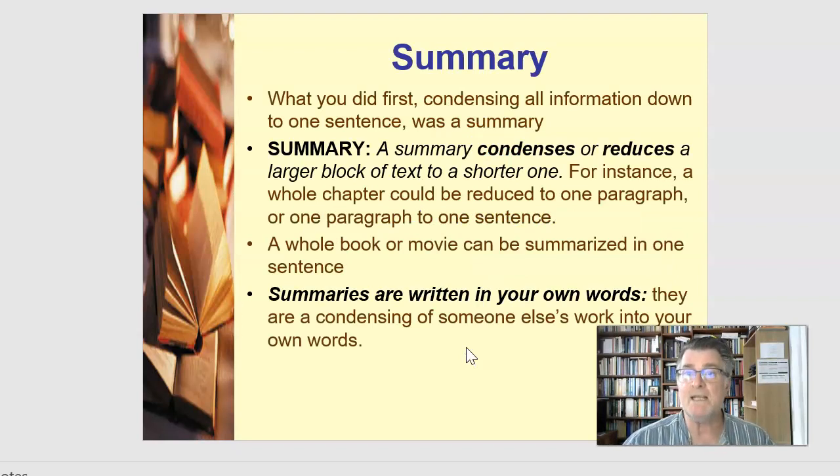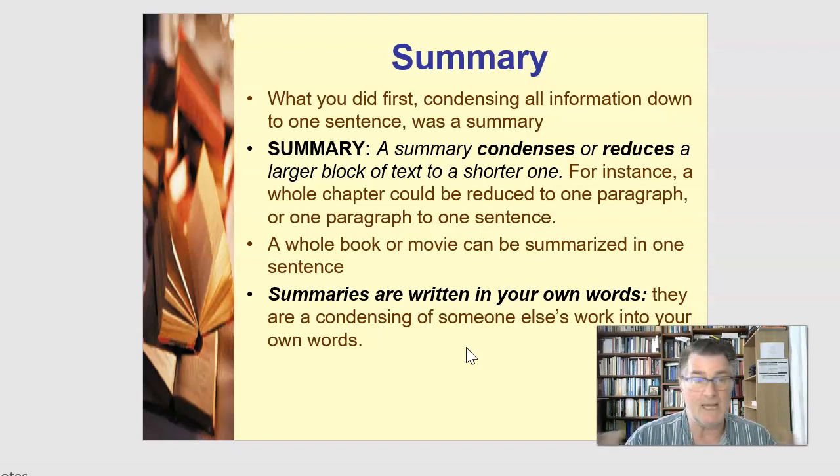And so you just kind of read a passage out of a book or an article, a journal article, for example, and you want to try to summarize it, right? You want to condense that information into one sentence or maybe a couple of sentences if it's a complex idea. But regardless, when you summarize, you are condensing or reducing a large block of text into a shorter one.